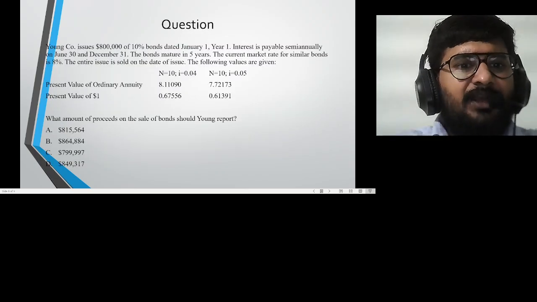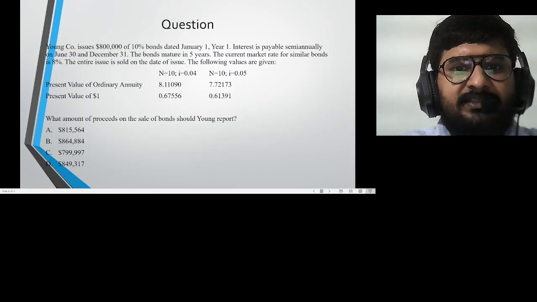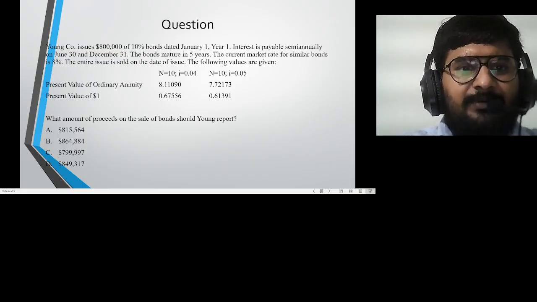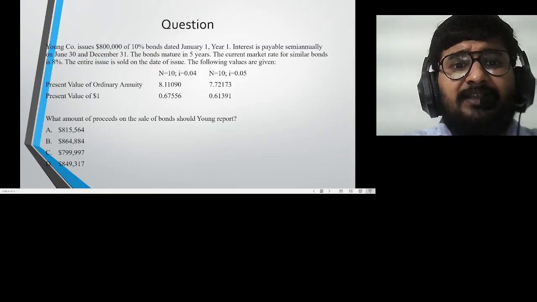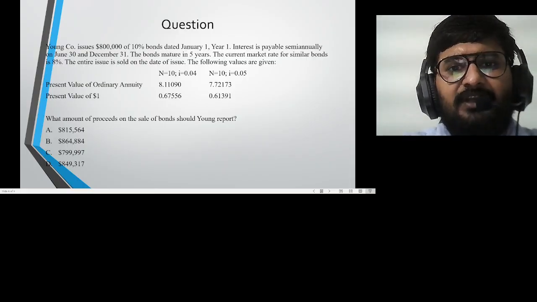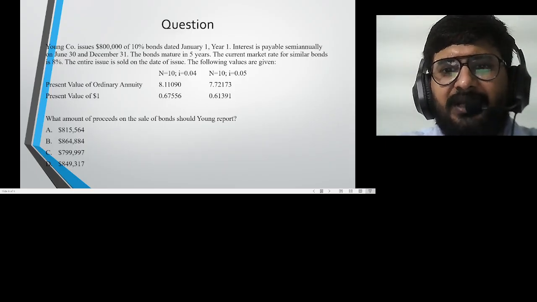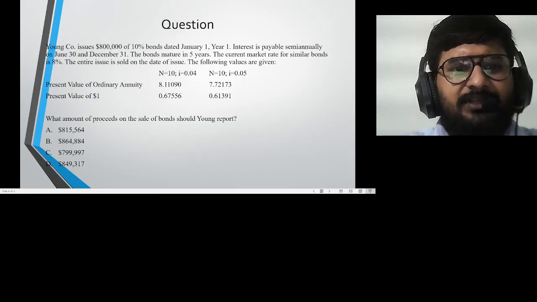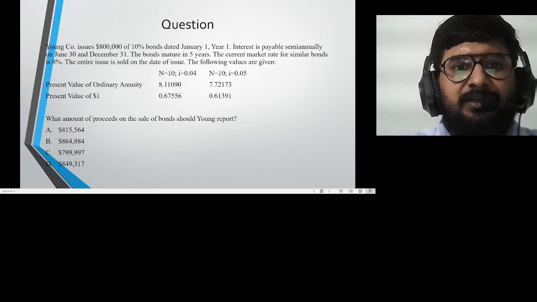Question number 3. Young company issues $800,000 of 10% bonds dated January 1, year 1. So there is a company, Young company. They issued $800,000 worth of 10% bonds. And the date was January 1, year 1. 10% is the coupon rate. $800,000 total face value. Interest is payable semi-annually. So interest is paid twice in a year, on June 30 and December 31.